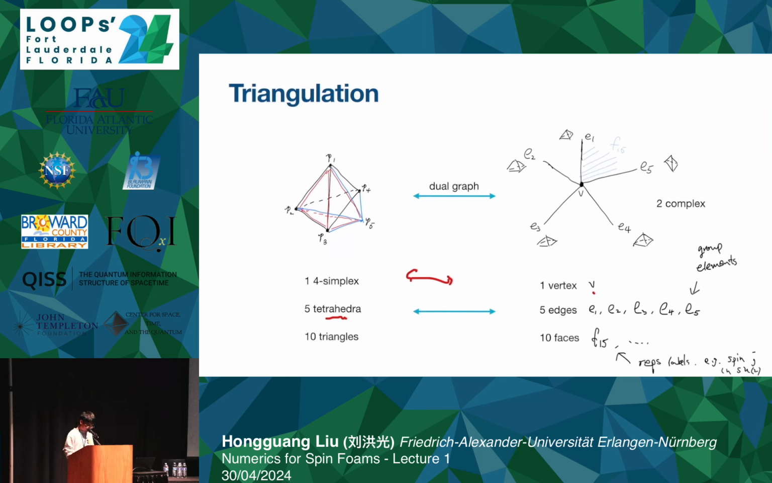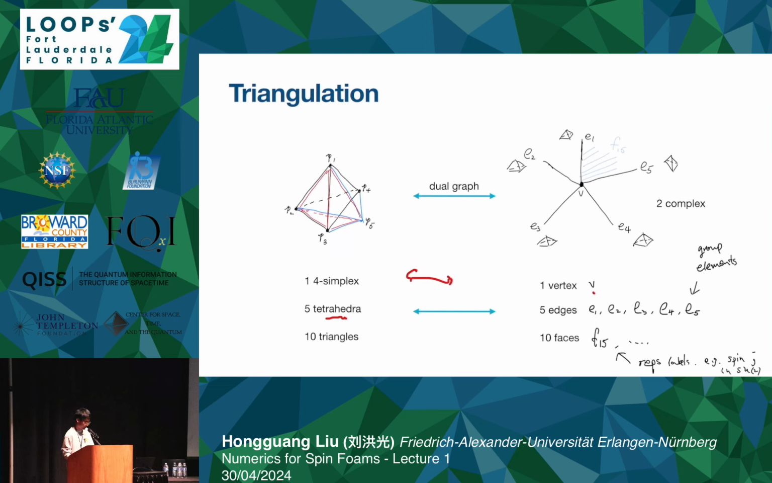So we call these 5 edges E1 to E5. That's why I label the tetrahedra with E too, because each edge is dual to a tetrahedron. And then we have 10 triangles, which are given by 10 faces. What is a face? A face is what lies between 2 edges. So we have 5 edges, and they span 10 faces. So these are the dual objects.